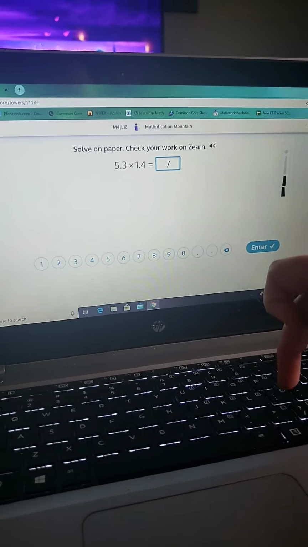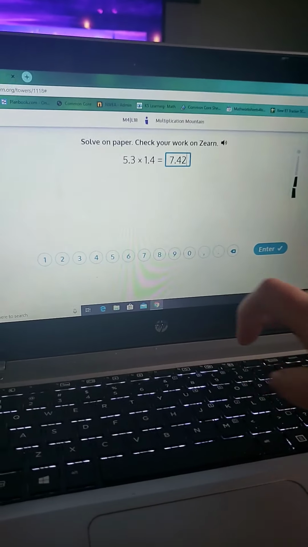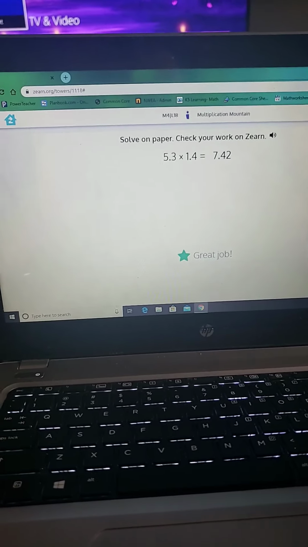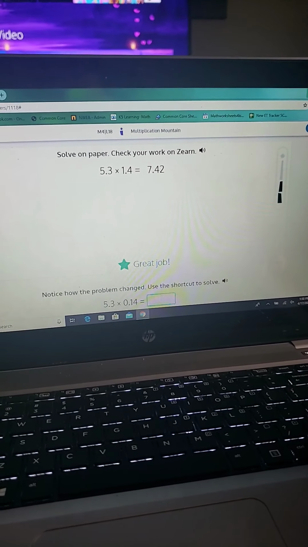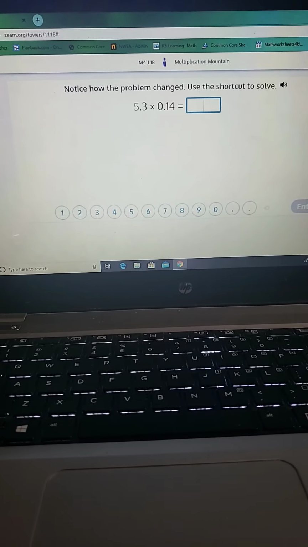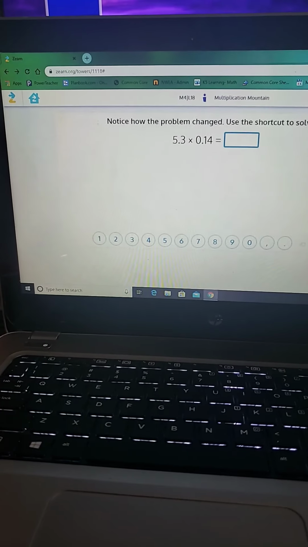So now we're going to put it into Zern. What you guys have to do, though, is you have to do it on paper. There's no way that you're going to get around it. I'm doing it on paper.